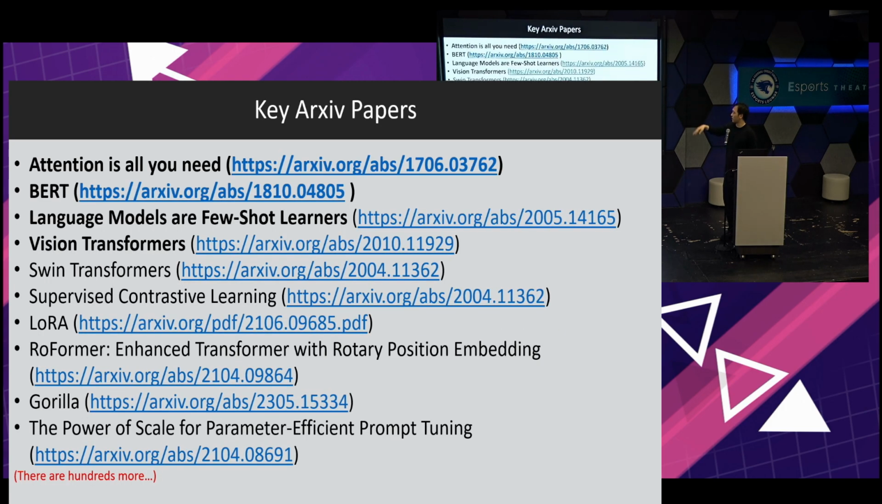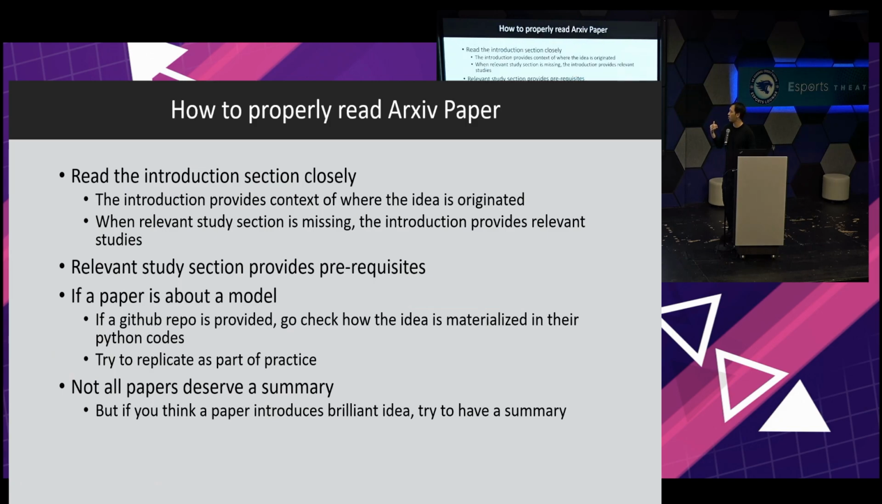So instead of listing hundreds of papers here, it would be more useful to talk about how to properly read an arXiv paper. When you read an arXiv paper, I spend most of my time understanding the introduction section, because the introduction mostly talks about their rationale and background and how they ended up doing such a project. Knowing such context gives you a better understanding of the method. And when a related studies section is missing, the introduction mostly covers that. So they give you some background knowledge to understand their research.